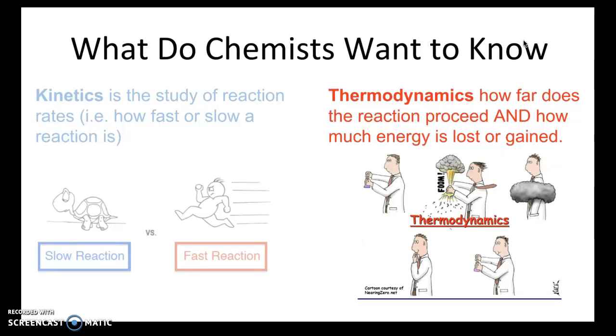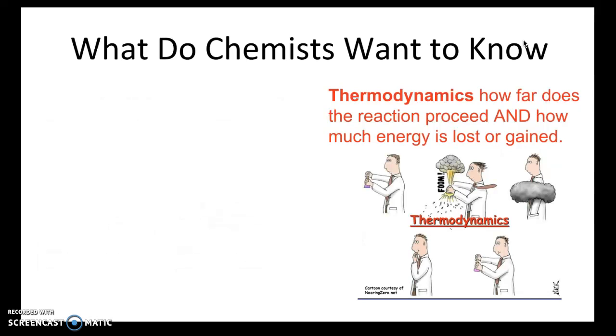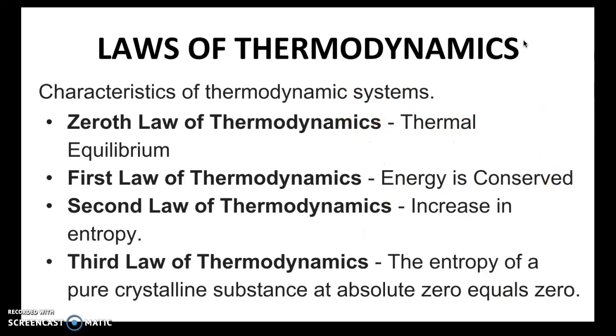As you know, in this unit what we've been focusing on is thermodynamics. And thermodynamics is one of the two key things that a chemist needs to understand about chemical reactions in order to fully understand them and be able to manipulate the reactions to do what you want them to do. The other being kinetics, which is the study of reaction rates. In thermodynamics, what we focus on is how far a reaction proceeds to completion and how much energy is lost or gained during that process.